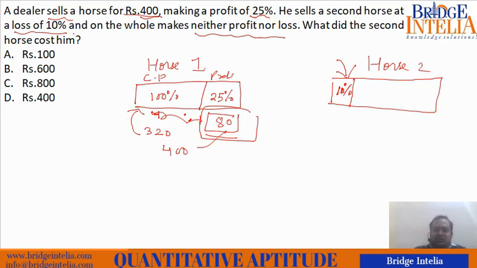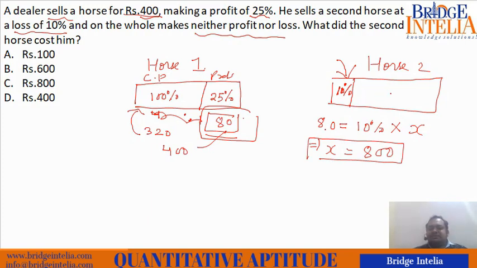And it is already known that by selling the second horse, he is incurring a loss of 10%. So loss of 10% means 10% of the entire cost price. So can't you say that 80 must be equal to 10% of the cost price of the second horse? Let's call it x. So 80 is equal to 10% of x. So from here x is equal to what? 10% of something is 80, so what is 100% of that thing? 10 times 80, which is 800.